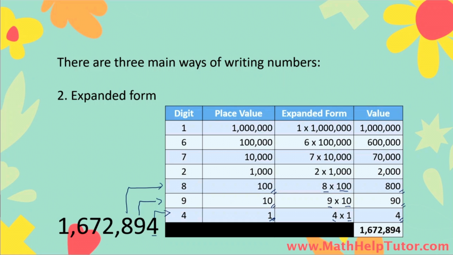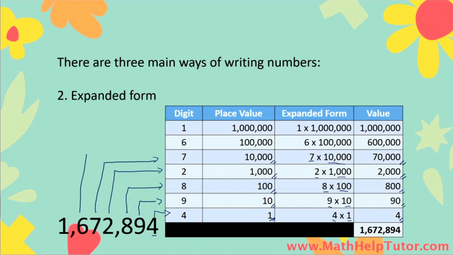total value of 800. And we have the digit 2, which is in the thousands place and has a place value of 1000. So the expanded form is the digit multiplied by the place value, which gives us a value of 2000. Next, we have the digit 7, which is in the 10,000s place, and we multiply the digit by the place value, giving us a value of 70,000.